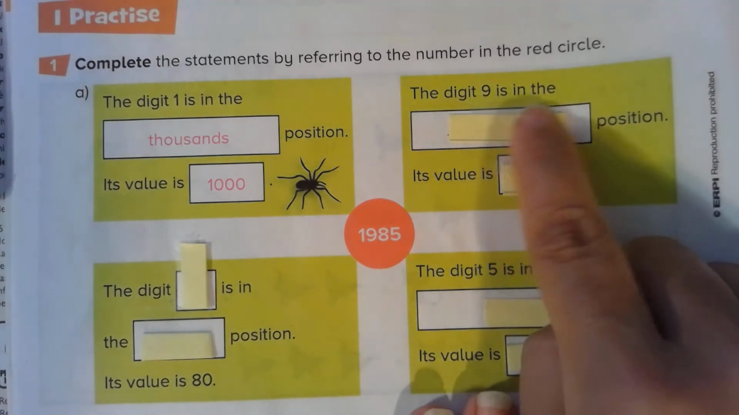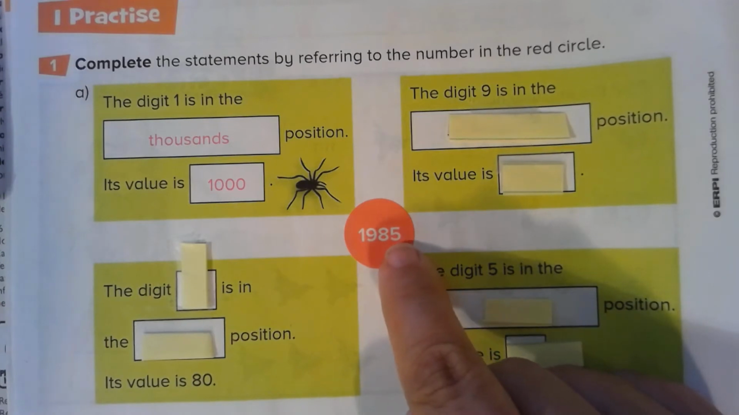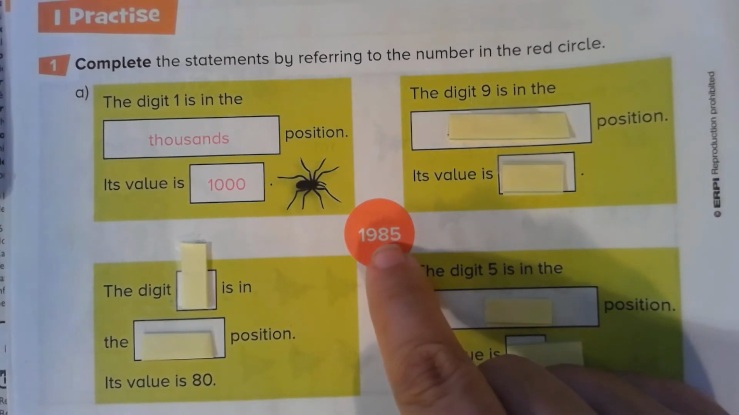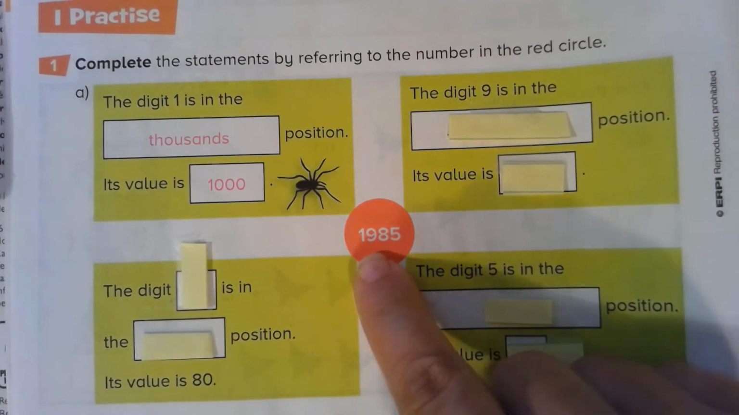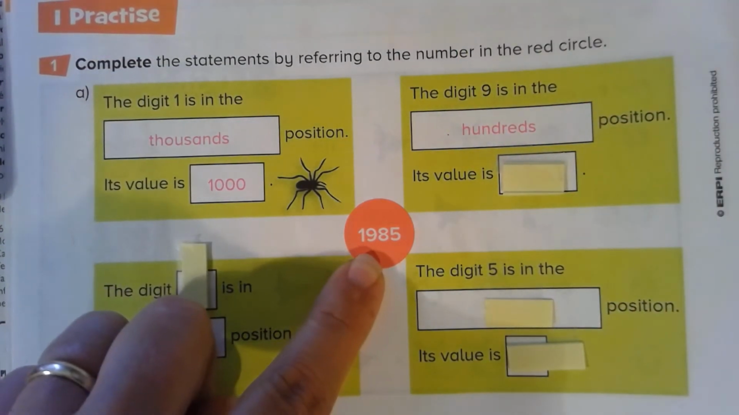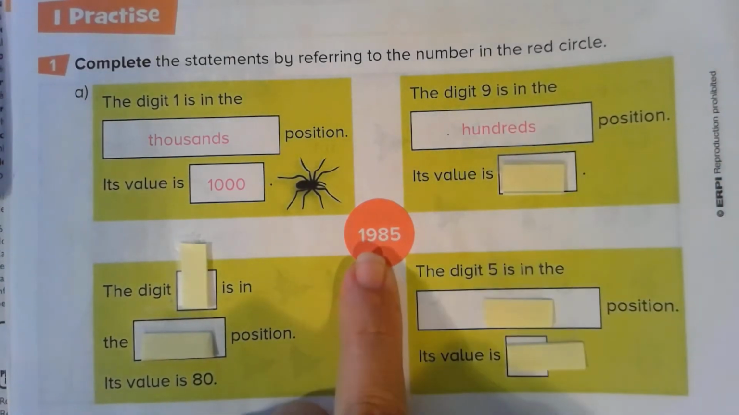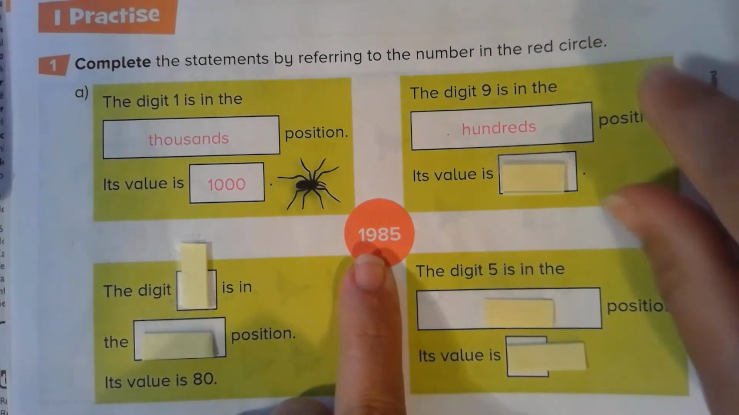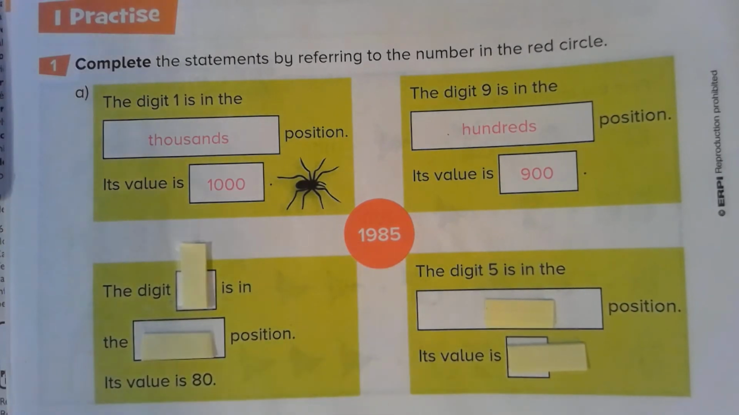The digit 9 is in the blank position. So what column is the 9 in, or what position? It's not the units, it's not the tens, it's in the hundreds. Who said that? You're right, hundreds. I said that, didn't I? The value is, if the 9 is in the hundreds position, the value is 900. You knew that, didn't you?